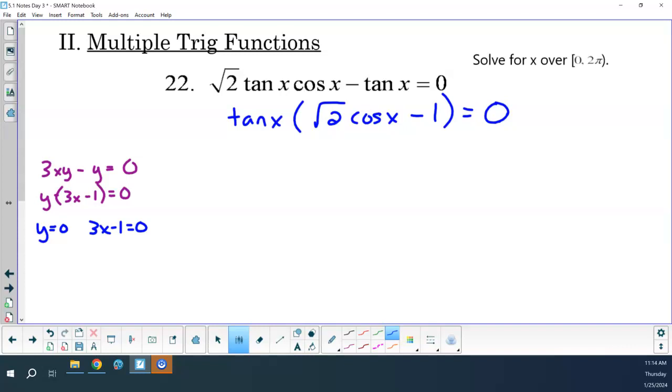Right? Okay? So over here, you're going to say tangent equals 0. And you're going to say the square root of 2 times cosine minus 1 equals 0. Do I have any solving to do in my left one? Nope, done. Solved it. Okay? So where is tangent equal to 0? At 0? You sure? Nope. 3 pi over 2 is undefined. At pi. So this one gives me solutions of 0 and pi.